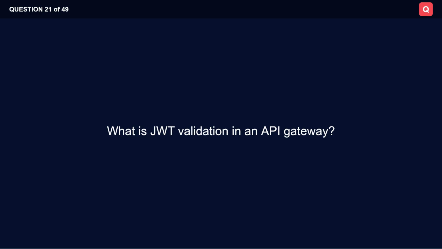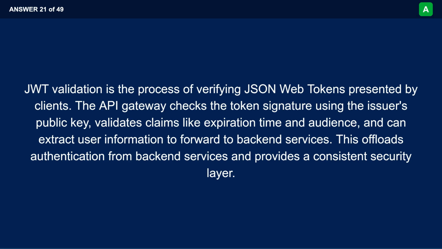What is JWT validation in an API gateway? JWT validation is the process of verifying JSON Web Tokens presented by clients. The API gateway checks the token signature using the issuer's public key, validates claims like expiration time and audience, and can extract user information to forward to backend services. This offloads authentication from backend services and provides a consistent security layer.